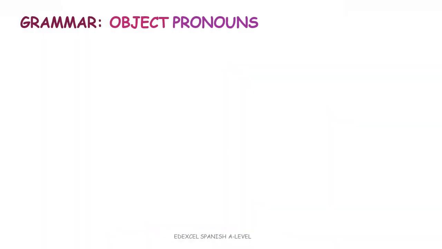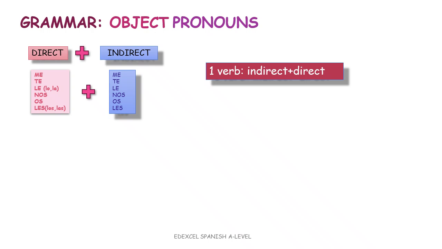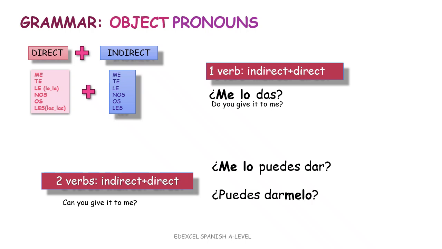What happens when you have both a direct and indirect pronoun? Well, in that case, the indirect goes first, followed by the direct. And the position? Well, as you can guess, when we have just one verb, it goes before. For example, "do you give it to me?" would be "me lo das". And when you have two verbs, both pronouns appear before or after the two verbs, but the order stays the same. Can you give it to me? "¿Me lo puedes dar?" or "¿puedes dármelo?"